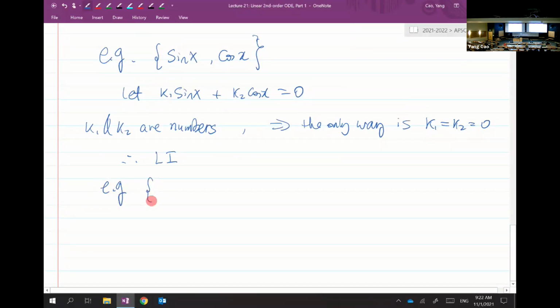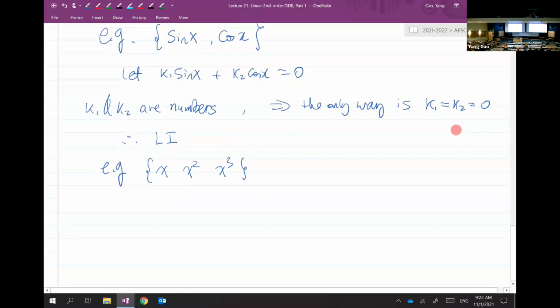Let's see one more set of functions here. So x, x squared, x cubed. For these three functions, are they linear dependent or linear independent? Again, it may not be as straightforward, so you should create this expression here.